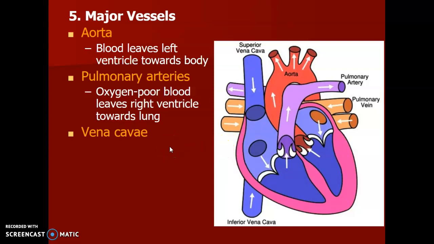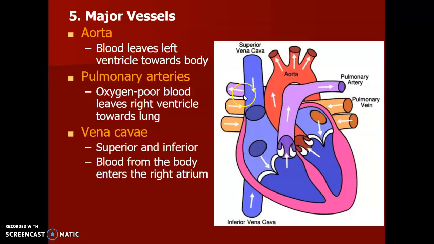The vena cava. There's an inferior vena cava that brings blood from the lower part of the body. Remember, inferior means below. There's a superior vena cava that brings blood from the upper part of the body. Remember, superior means above. Both of these bring blood into the right atrium. It's low in oxygen because this blood is coming from the body, and the cells of the body have taken the oxygen out of the blood, so now it's low in oxygen.